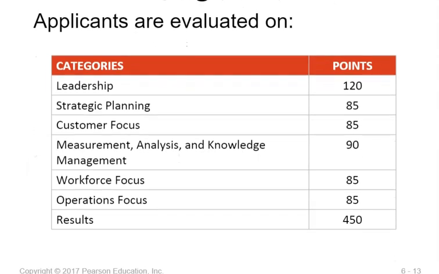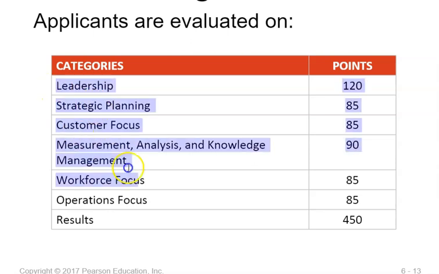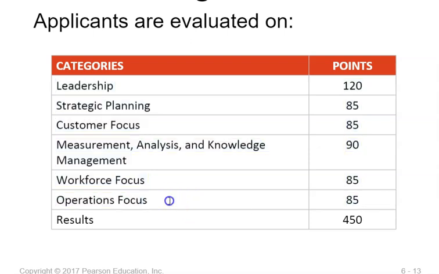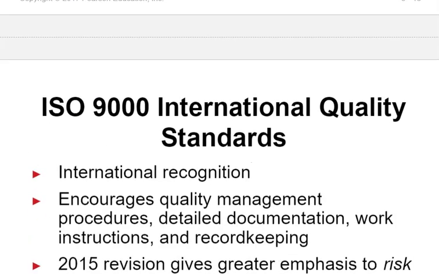Baldrige criteria: applicants are evaluated based on these criteria, which are just set out there to evaluate. You can see that this is not unique; of course, it differs from company to company based on their needs. But what is the most important thing here for this company? Leadership: they give 120 points to it. Strategic planning, 85. Customer focus, 85. Measurement and analysis, 90. So you can see that most of them are almost the same, 85, 90. But leadership, 120, with a total of 450 points given.